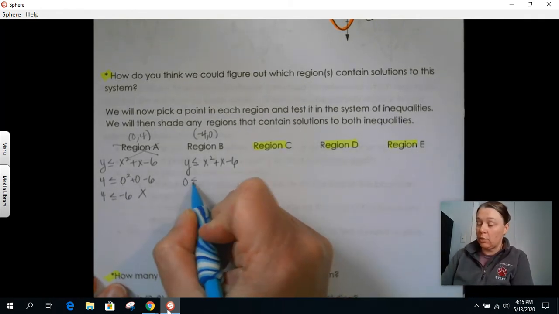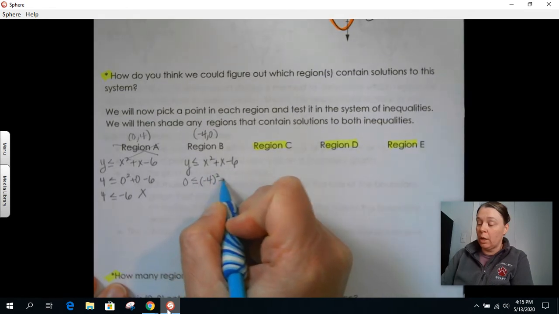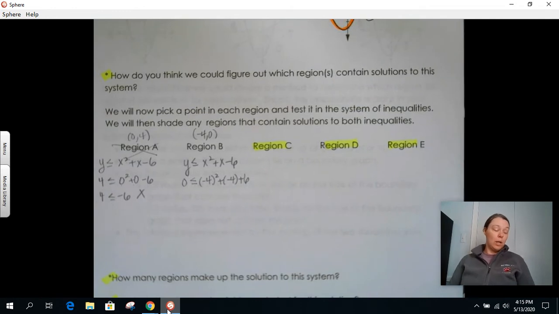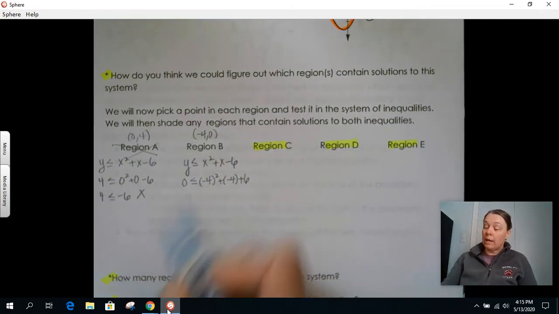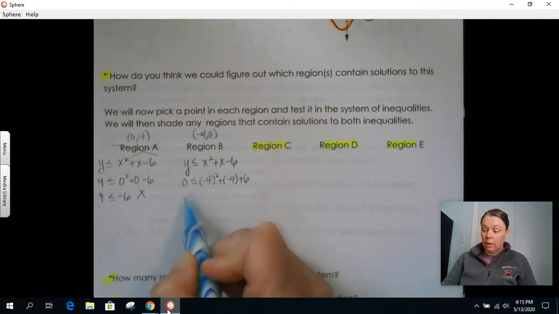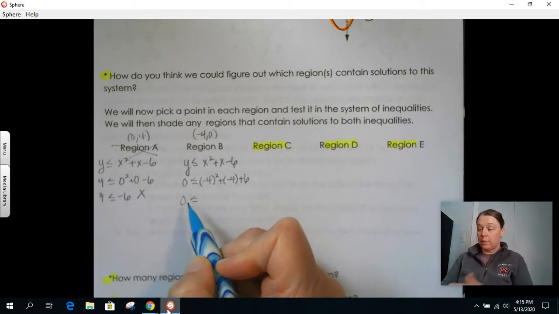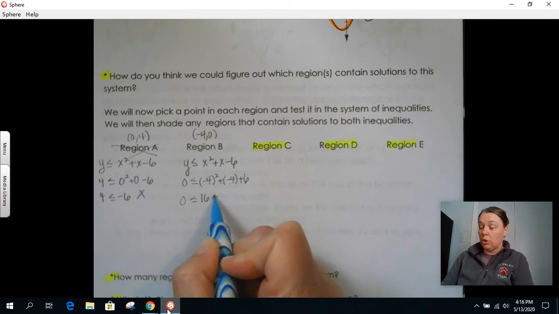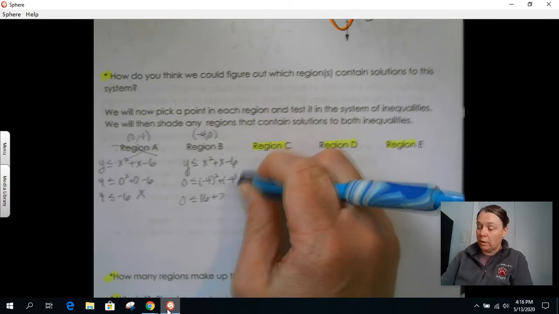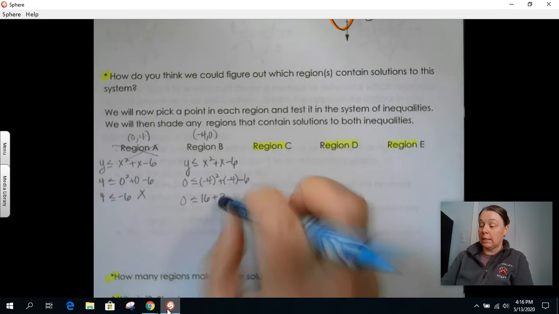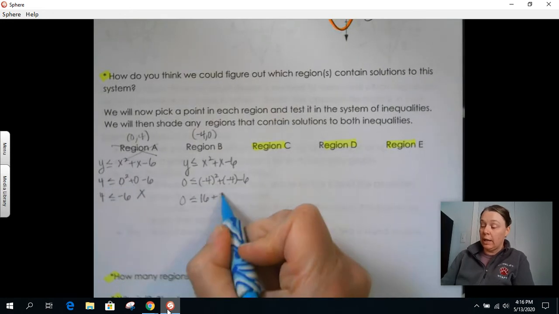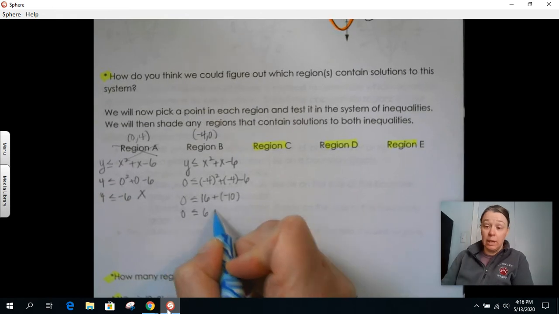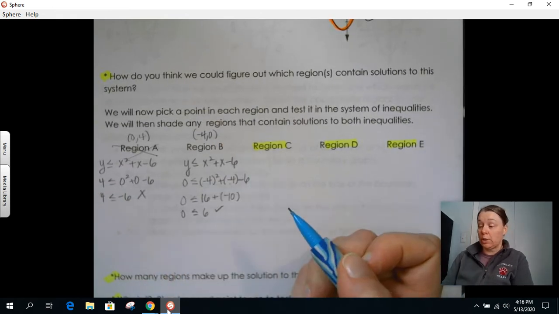So I'll have 0 is less than or equal to (-4) squared plus -4 minus 6. Notice that I have put the -4 in parentheses before squaring it, right? Because I want to think of it as -4 times -4. So that's 16, and then that's -4 minus 6, which is -10. So is 0 less than or equal to 6? It is. Okay, so this point is a solution to the first inequality.